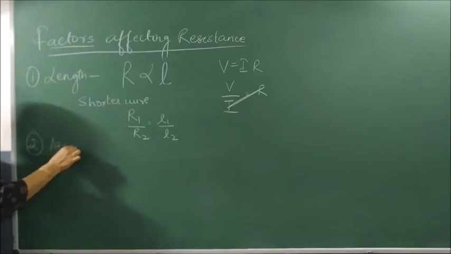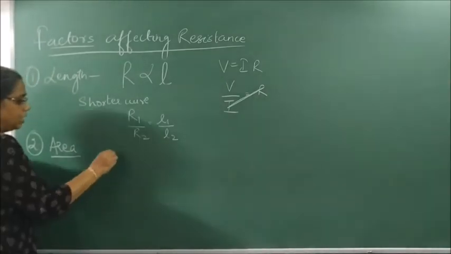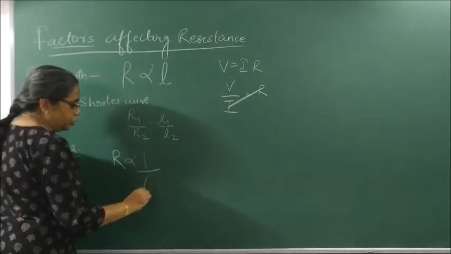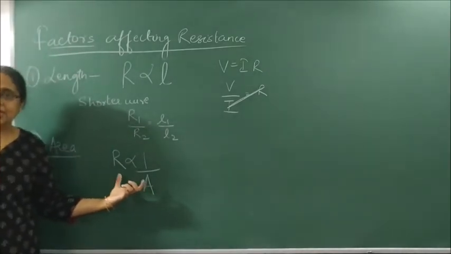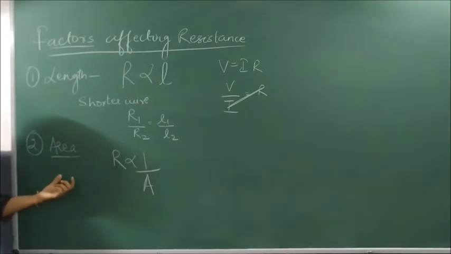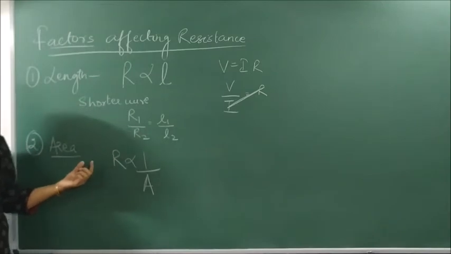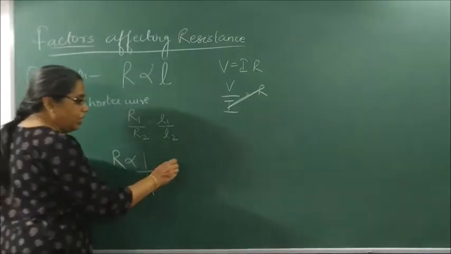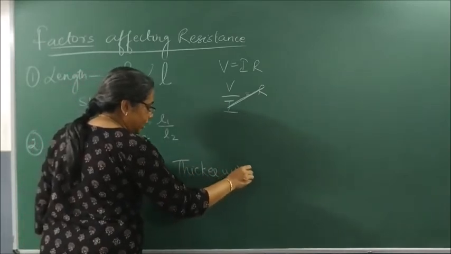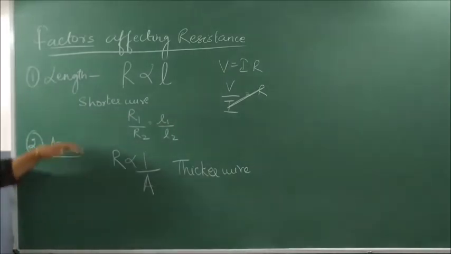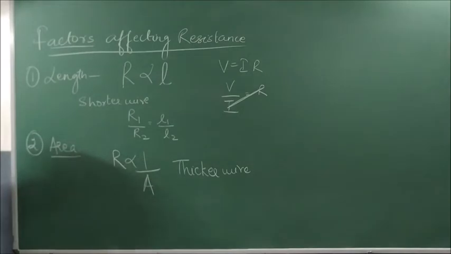Now the second factor which affects is what? Area of cross section, or thickness of the wire, for which we said R is inversely proportional to A. That means if the wire is thick, resistance is less, current is more. If the wire is thin, resistance is more and current is less. So we prefer what wire? Thicker wires. So in general, we should always prefer shorter and thicker wires to get maximum current.